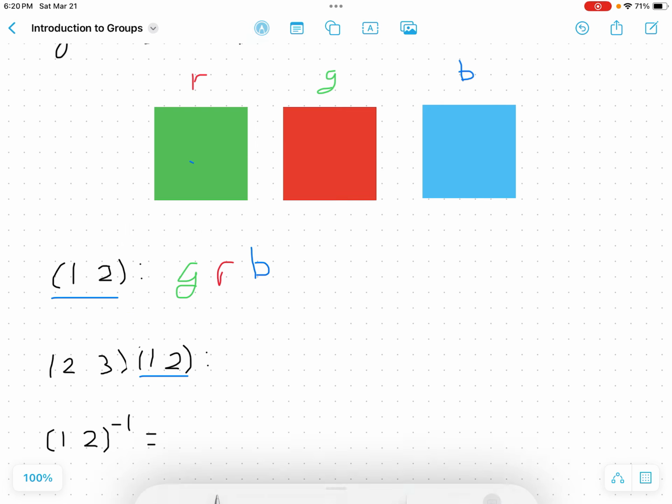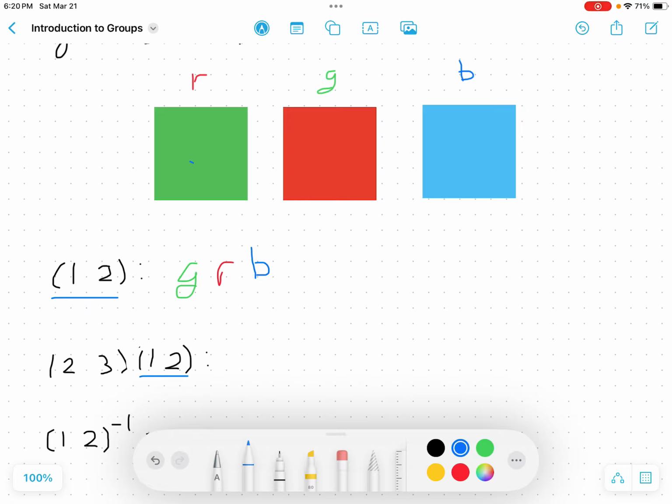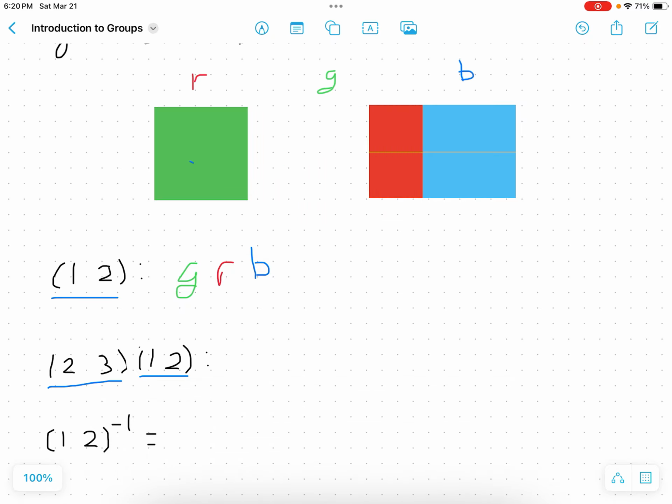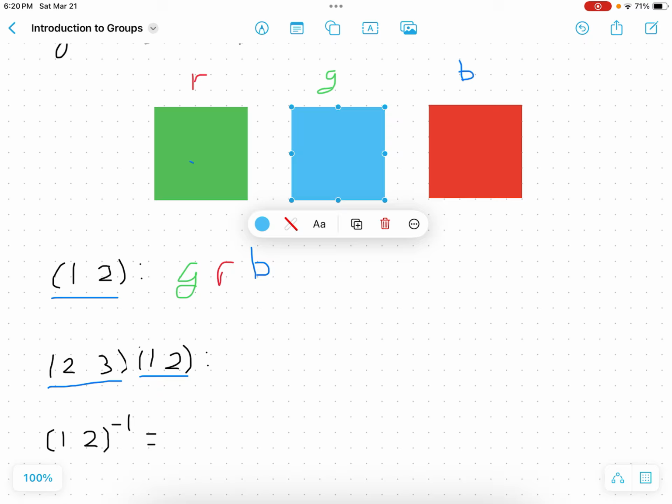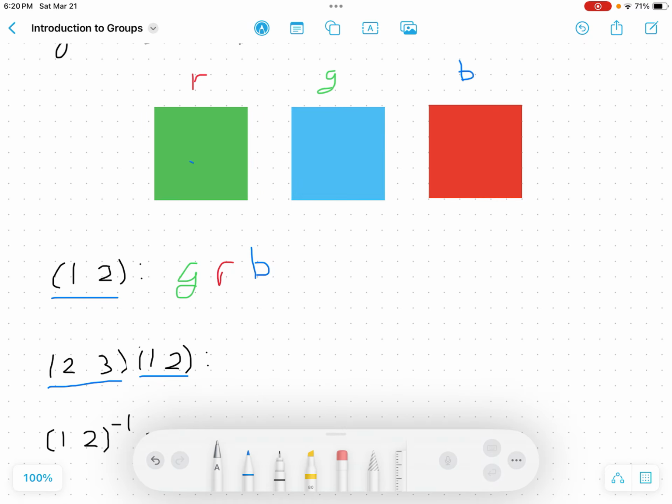And then I'll apply the thing in the outermost position, 2, 3. So I'm going to swap the things in the second and third positions. So this goes here, and then this goes here. So end result of applying these permutations, I've got green, and then blue, and then red.